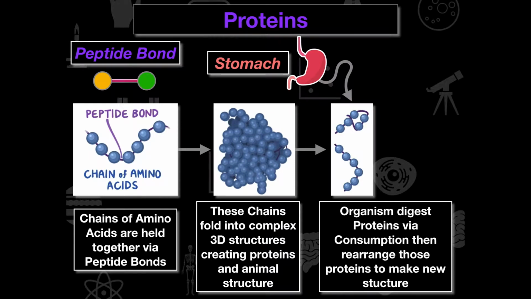Now, we can then eat other animals or eat proteins from plants, break them down in our stomach, bring them back to our polypeptide chains, and then rearrange them into the human body. So one, our body is taking these peptide bonds and arranging them into complex 3D structures that make up the human body. And two, our stomach is breaking down these complex structures from other animals and plants to create these peptides, allowing for rearrangement in our body.